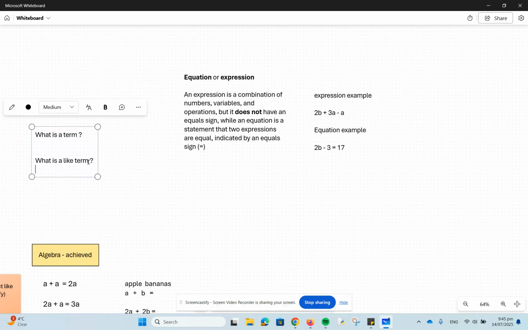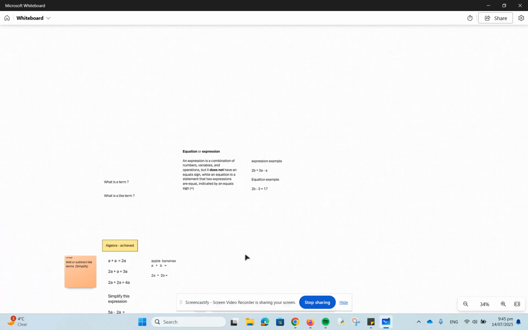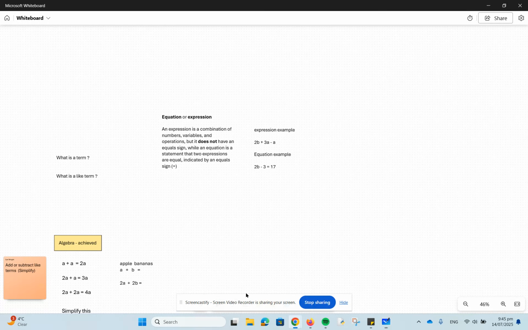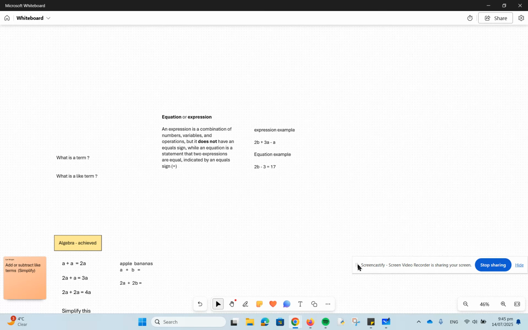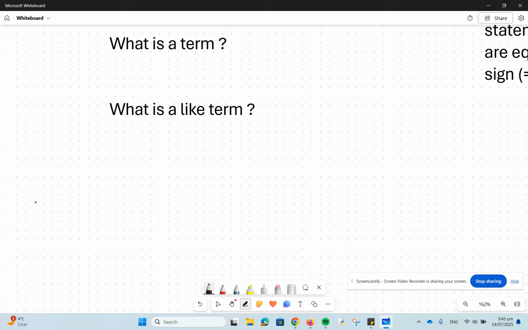Okay, what is a like term? That's pretty important, so I'm going to draw that for you. Let's zoom out a bit and move that out of the way. All right. So what is a like term? Now this is a really important concept. If we know that 2a is a term, and then I'll separate it by an operator, and a is a term.